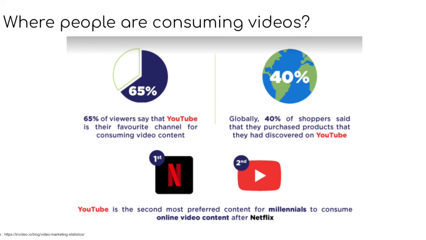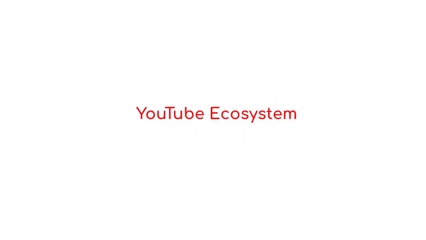And YouTube is the second most preferred platform for millennials to consume online video, after Netflix. Now Netflix is a place where you and I cannot go and upload content. It's for publishers, for producers, and for people who are creating content. But YouTube is a place where you and I can go and create content and upload it. So you have to understand the ecosystem, where people are consuming it and where you can put the plate and people can consume your content. So that's how the entire ecosystem is.